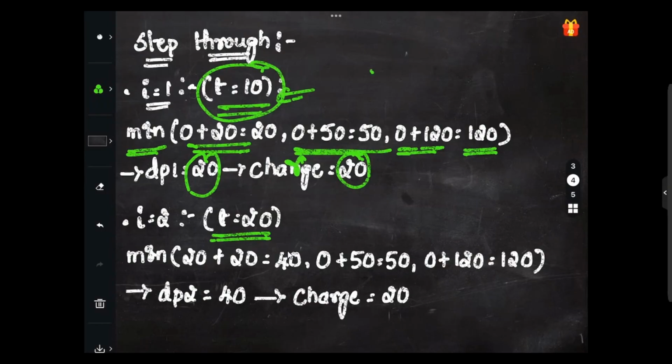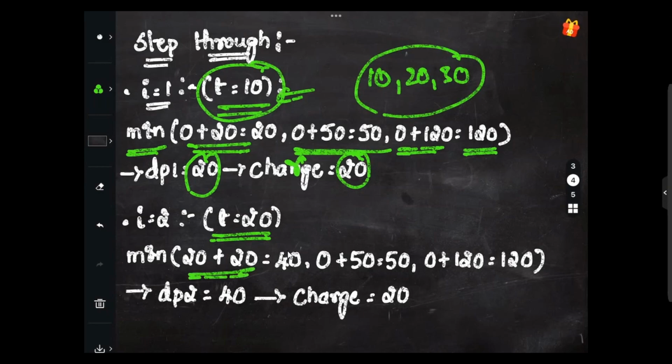Now i equals 2 we have, meaning the second iteration. This one will be t equals 20. We have 10, 20 and 30, right? So we have 20 for the second one. The minimum, same, the last charge we got is 20. So this one here will be going with dp of i minus 1 plus 20. For the last one, i minus 1, we charged 20, so we will be going with 20 plus 20, that leads to 40. So this remains same, 0 plus 50, 0 plus 120, right?